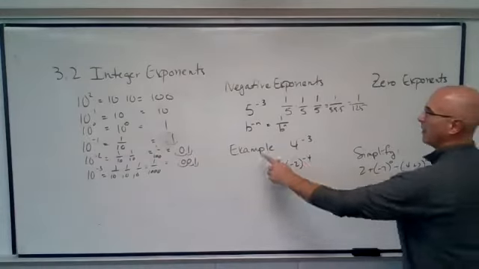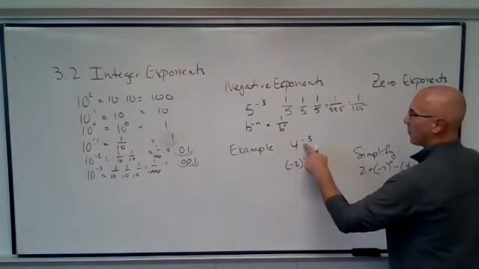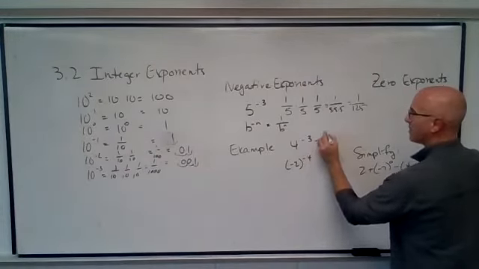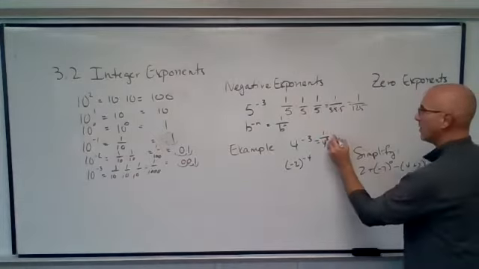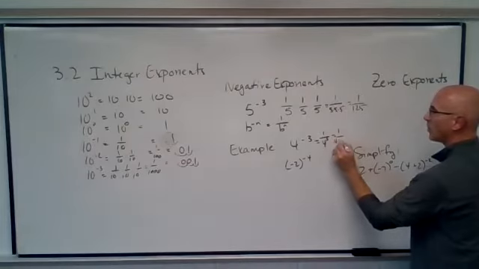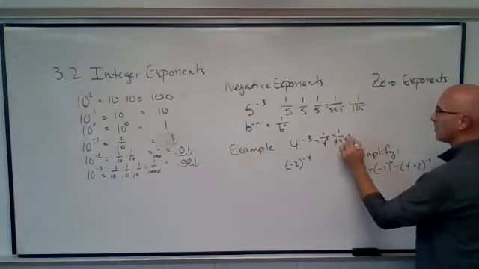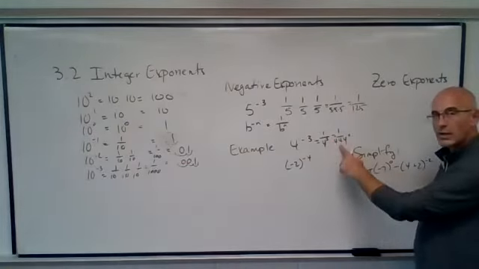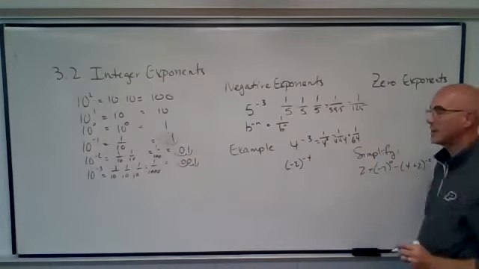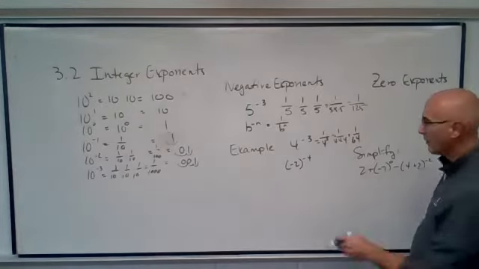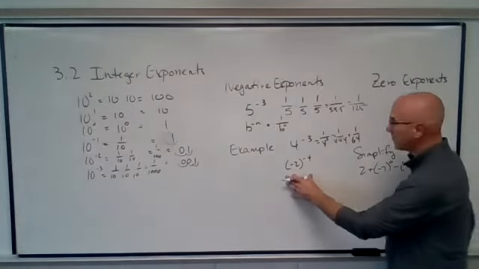Okay. Here's an example. 4 to the negative third power is the same as 1 over 4 to the third, which is 1 over 4 times 4 times 4. 4 times 4 is 16, times 4 is 64. So this is 1/64.